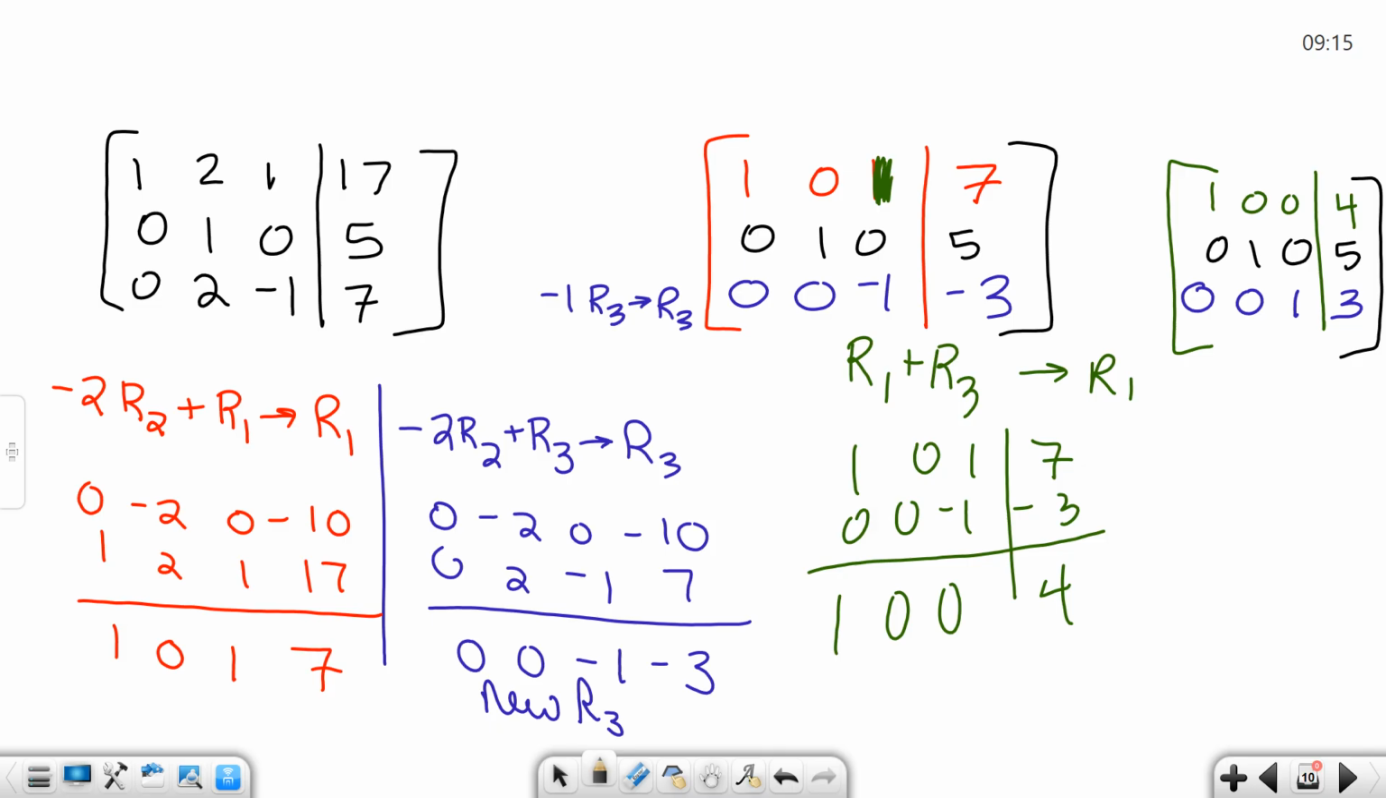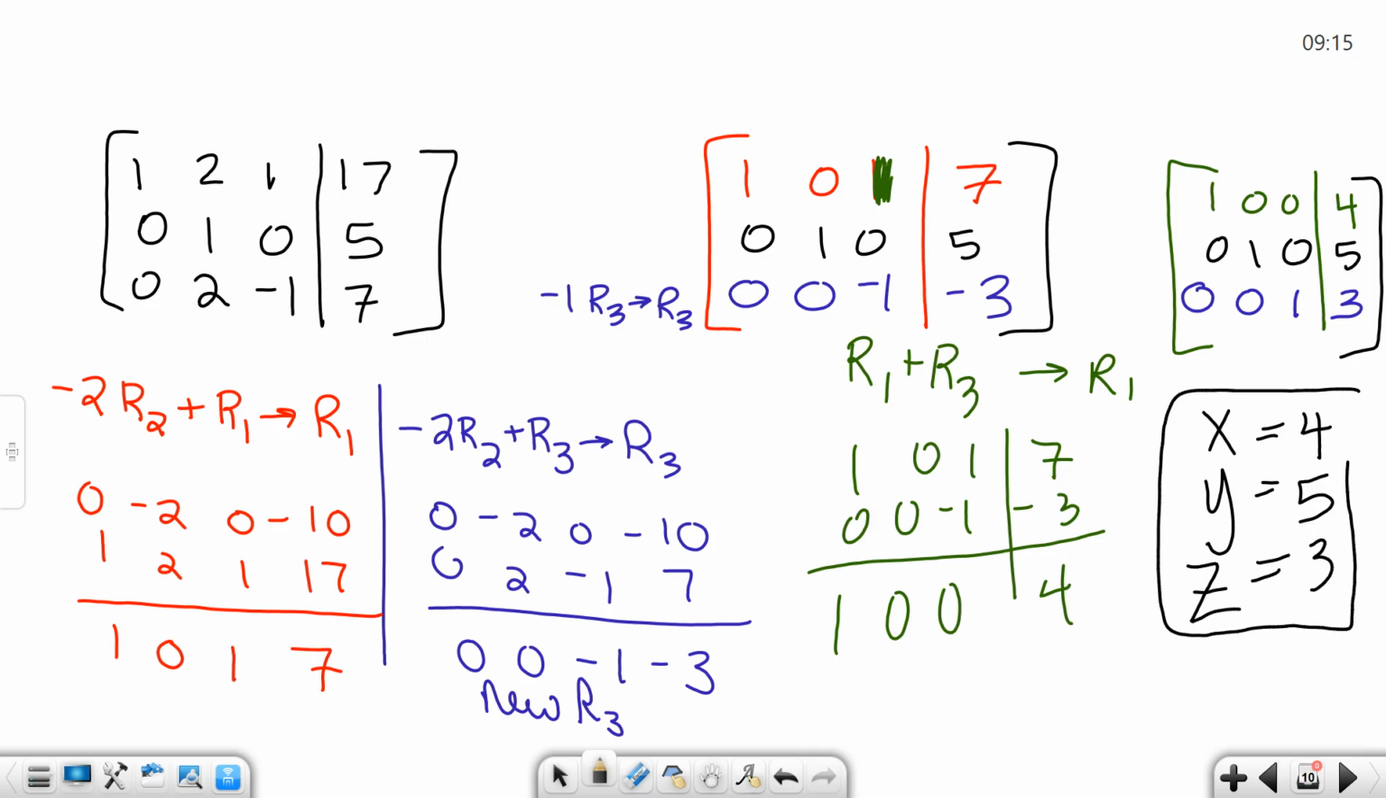So the purpose of Gauss-Jordan elimination is that it puts it in the form, so this would say 1x plus 0y plus 0z equals 4. 0x plus 1y plus 0z equals 5. 0x plus 0y plus 1z equals 3. So your column of constants there is actually your solution set. You could also write it this way.